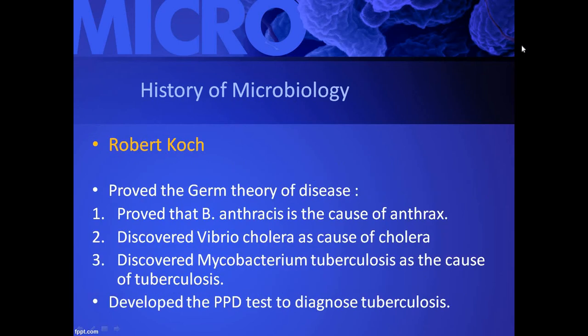Now, Robert Koch is the one who proved the germ theory of disease. Now, we said that Louis Pasteur contributed to the germ theory of disease by discovering the causative agent of silkworm diseases, but the one who proved the germ theory of disease is Robert Koch. He proved that Bacillus anthracis is the cause of anthrax. He discovered Vibrio cholerae as the cause of cholera. He discovered Mycobacterium tuberculosis as the cause of tuberculosis. He also developed the PPD test to diagnose tuberculosis.